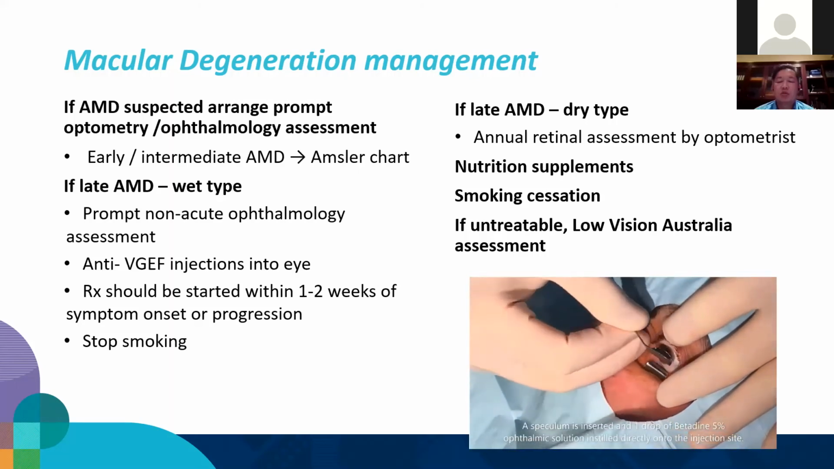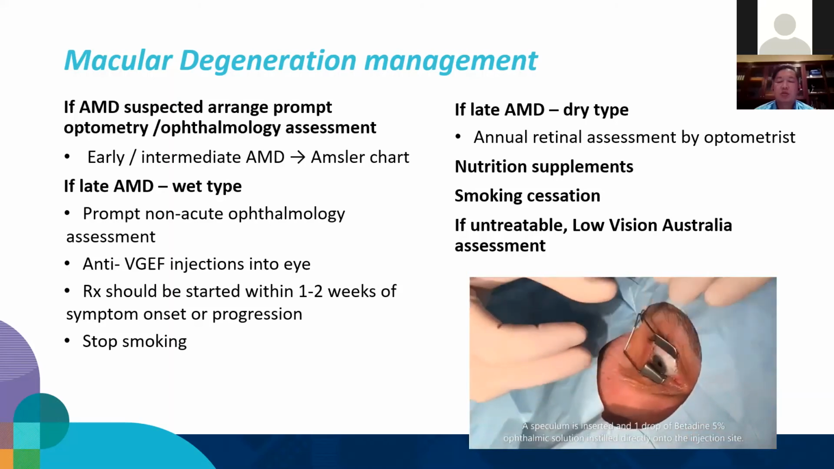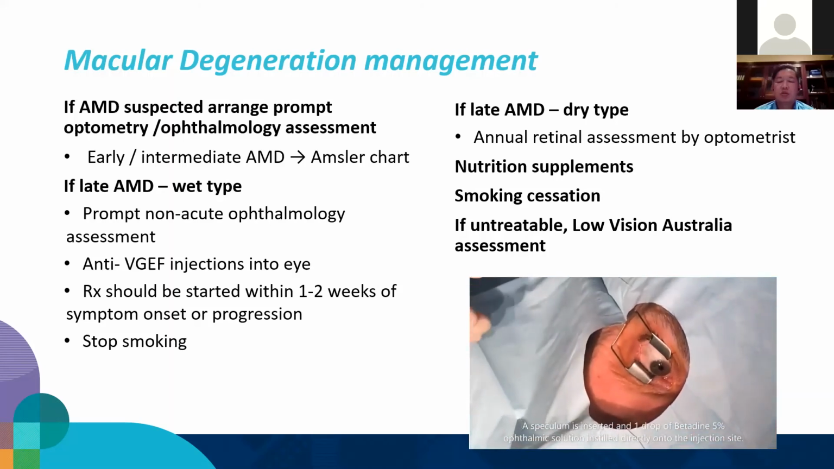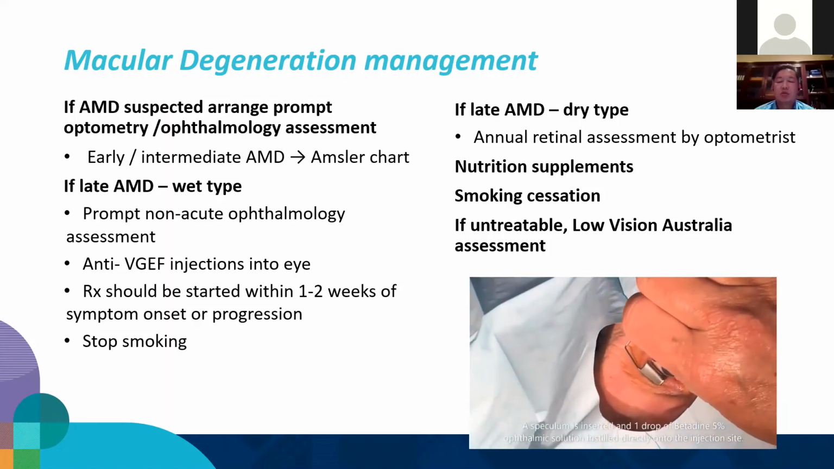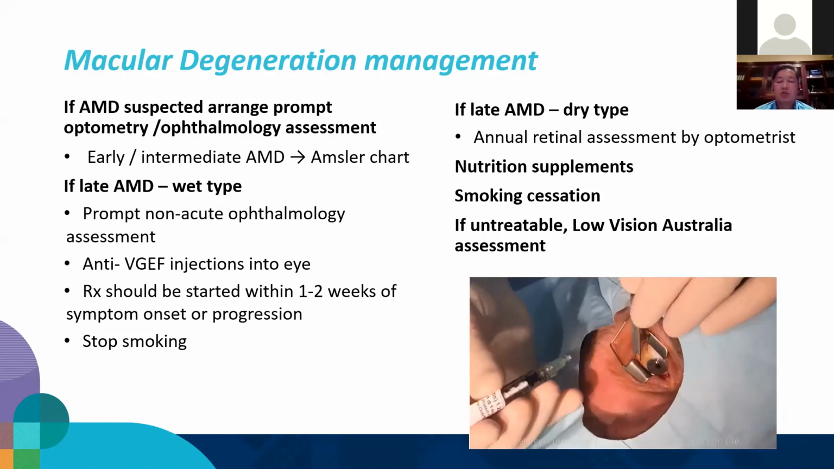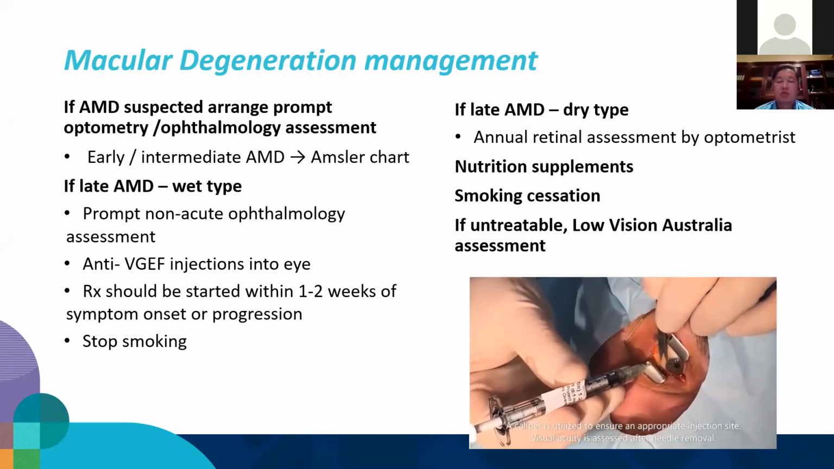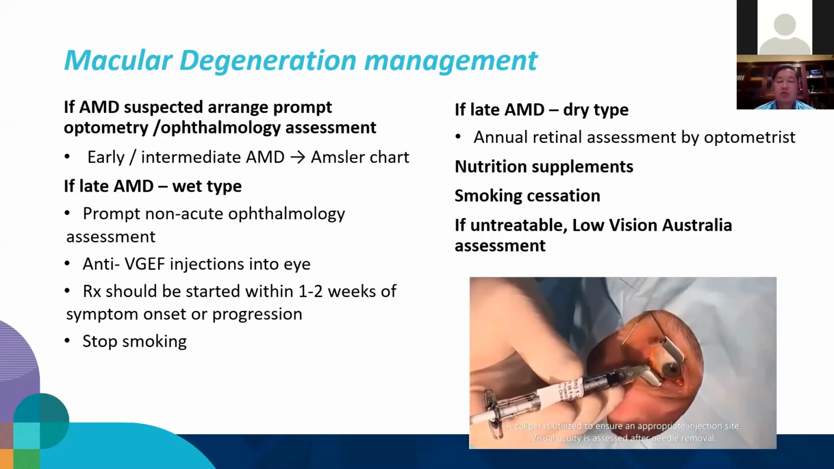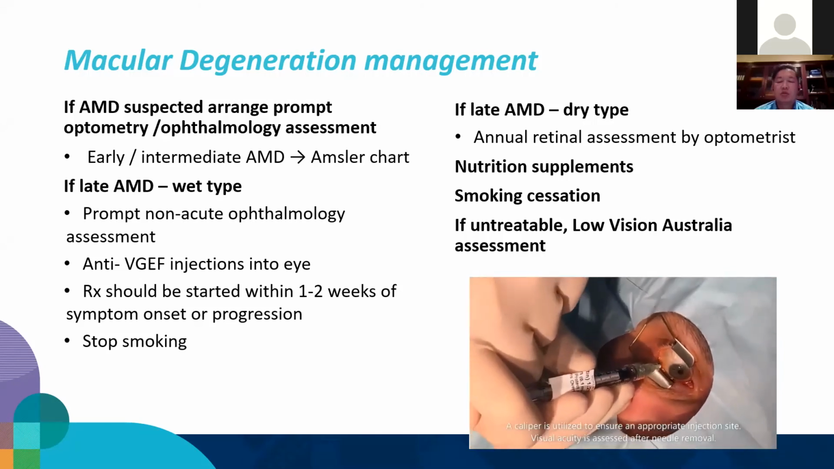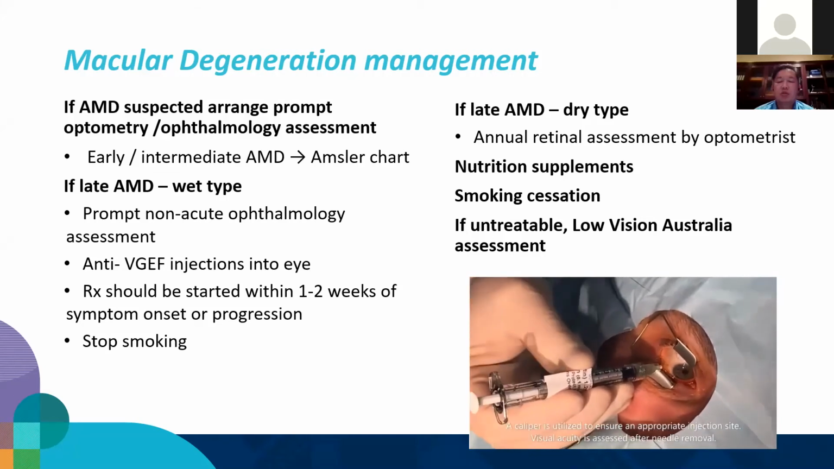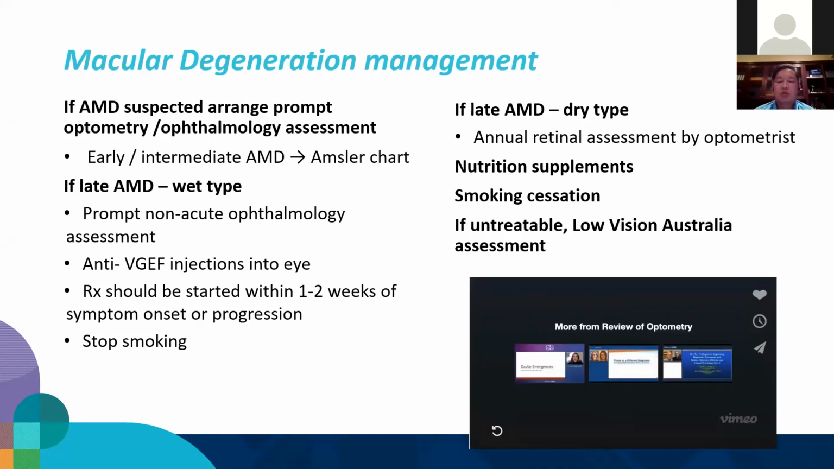You may have heard of nutritional supplements, such as Macuvision and things like that. These are pretty much based on sort of flimsy surveys asking you what you ate 8, 10 years ago, 15 years ago. I can't even remember which hot restaurant I went to last week, so I'm not sure how accurate those sort of things are. Very important that if they are smoking, that they can stop smoking, and obviously if they have very poor vision, they can be assessed and sent to Vision Australia, where they may be able to help with visual aids and things like that.